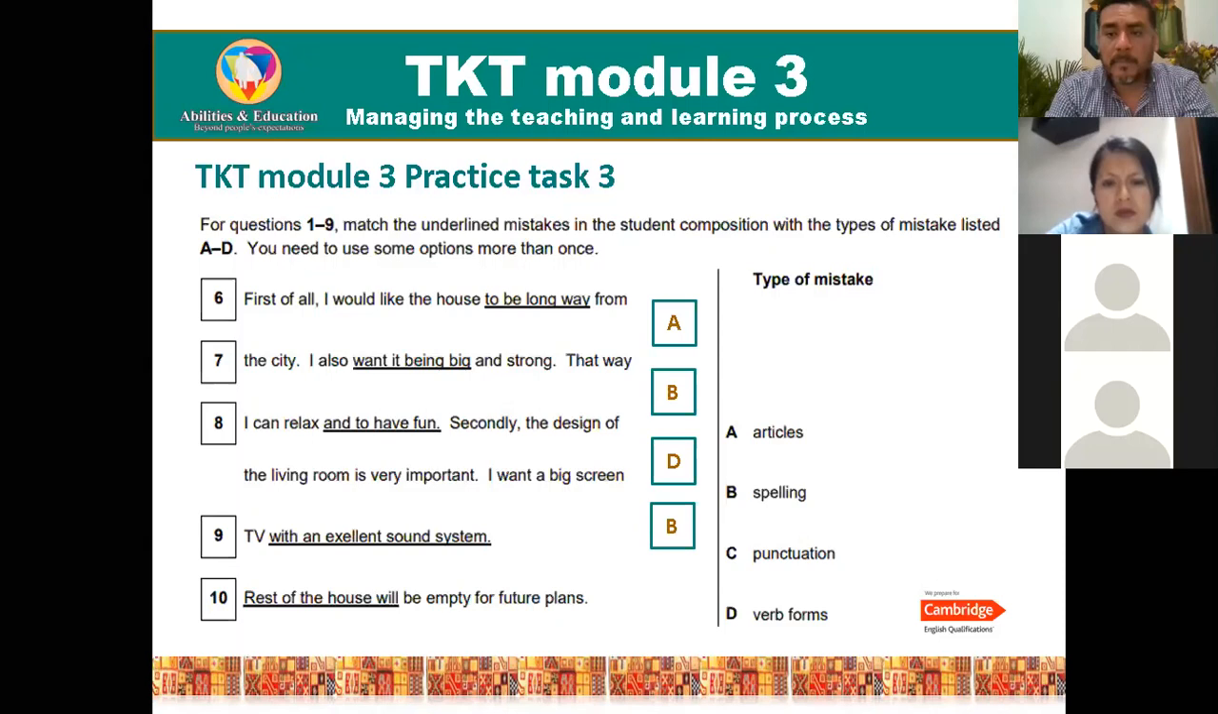Article, because you should say the rest of the house. Mm-hmm. Excellent. All right, you're doing such a great job tonight.